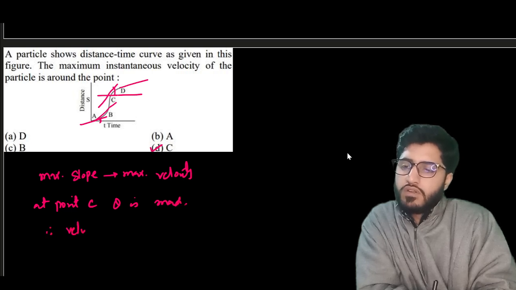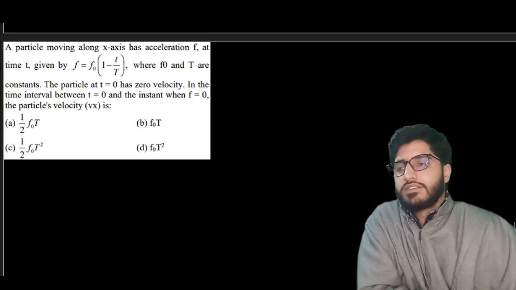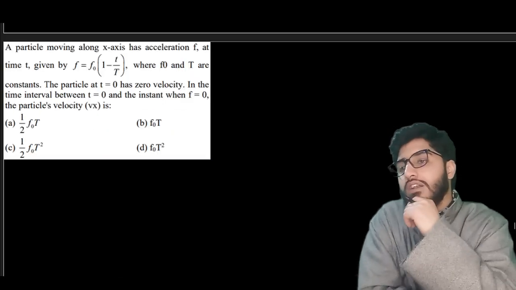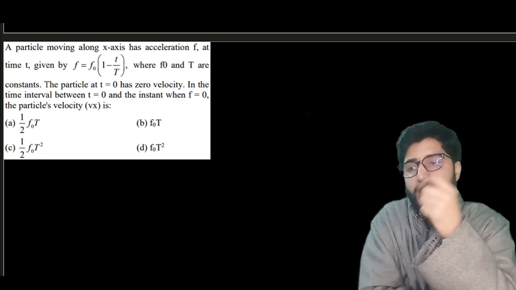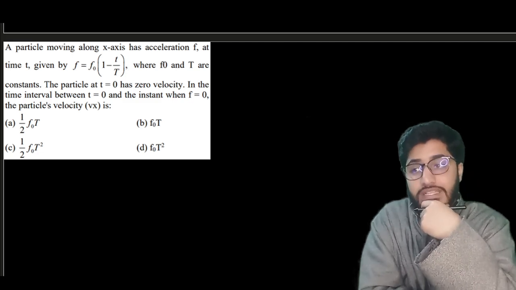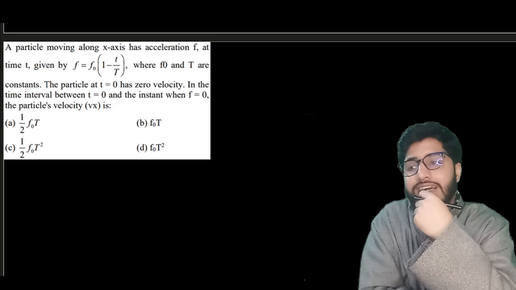Therefore, velocity is max, right? Okay. Next, a particle moving along an x-axis has acceleration f at time t, given by f equals f naught (1 minus t by T), where f naught and T are constants.